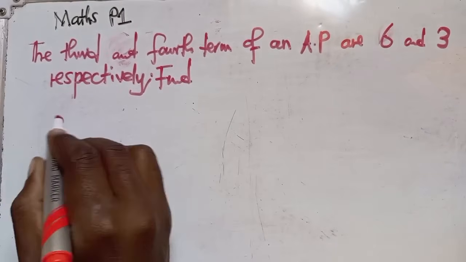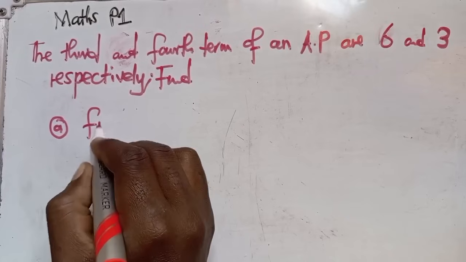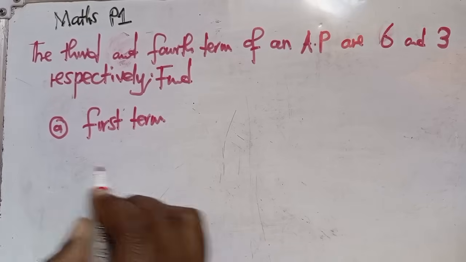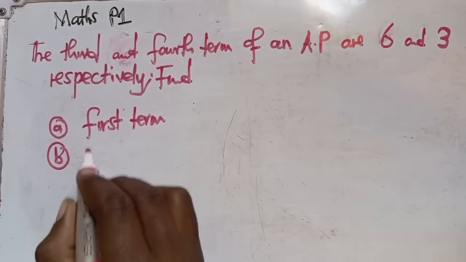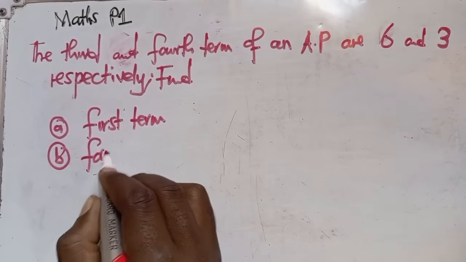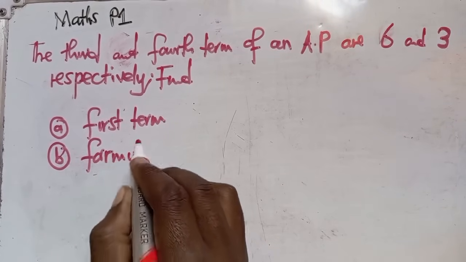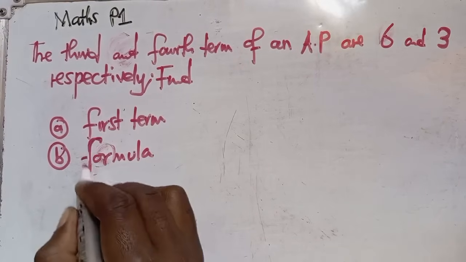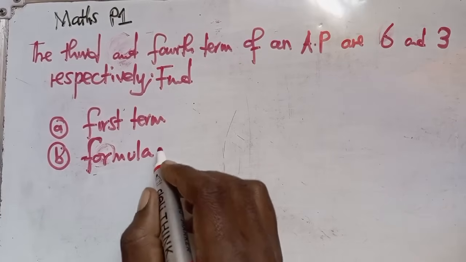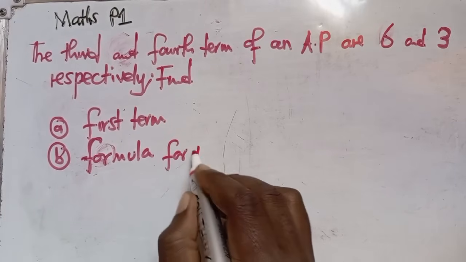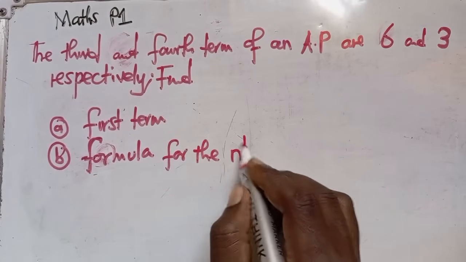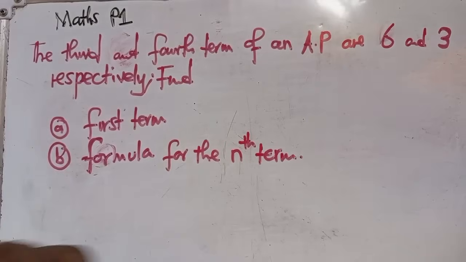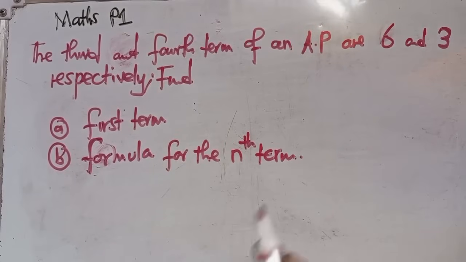Then the first question tells you to find the first term. Secondly, they want you to find the formula for the nth term. So these are two different questions that we are given. How can we now answer them?